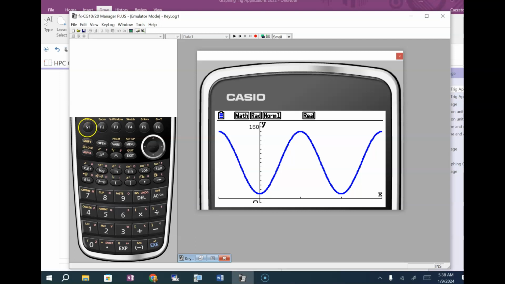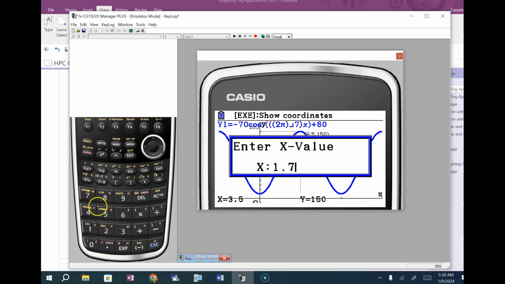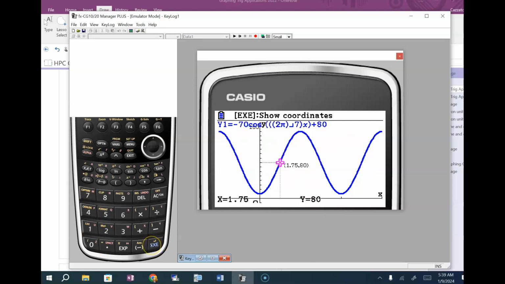Just to check it, I'm going to press trace. The calculator is sitting at 3.5, 150, which is one of the points that I have. I'm going to type in 1.75, hit execute, and that is also a point on my graph, so I know I did this problem correctly.